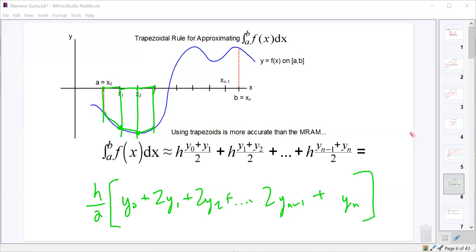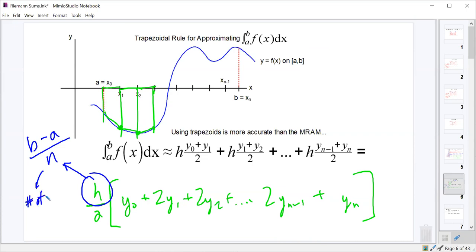And how do we find the h value? H is equal to b minus a, right? Endpoint minus starting point divided by n, where n is the number of subintervals. And so anytime we're talking about h, the length of a subinterval, it's always going to be b minus a over n whenever we're doing these Riemann sums. Everybody good?